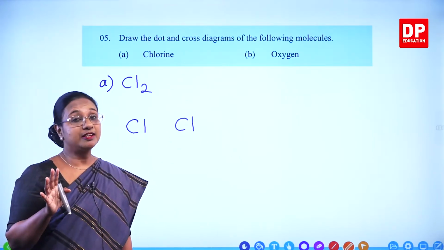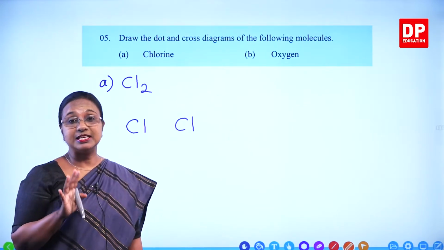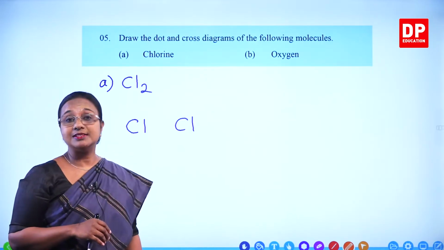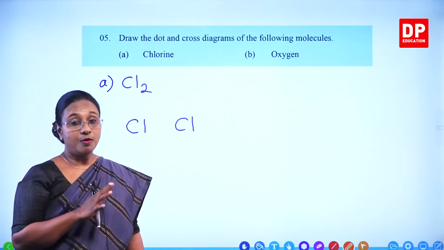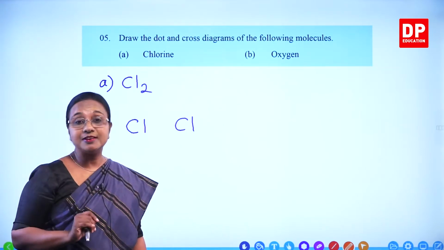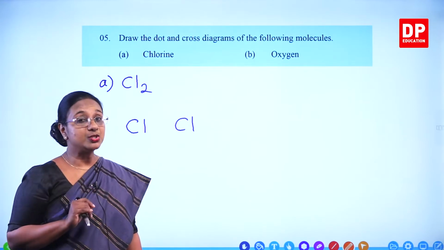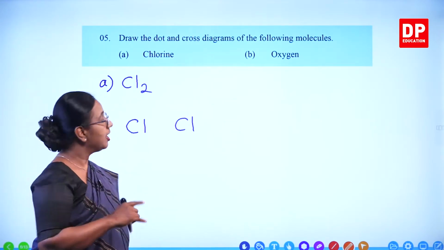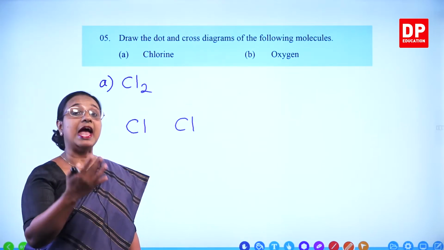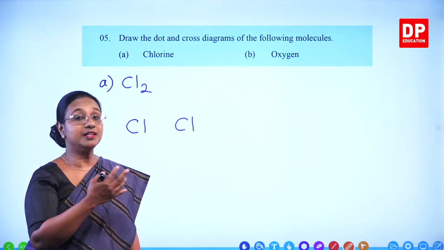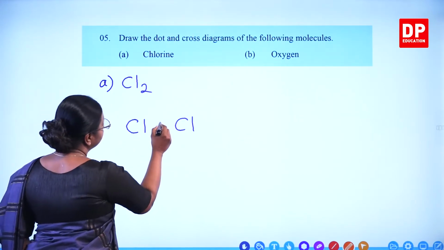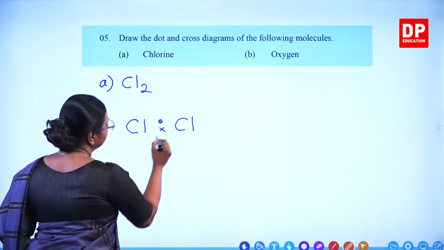In a dot cross diagram, students, you all know we only consider the valence electrons. So in a chlorine atom, how many valence electrons are there? Normally, the atomic number 17, so 2, 8, 7. There are 7 valence electrons. That is what we need to show here. We use dots for the electrons of one chlorine atom and crosses for the electrons of the second chlorine atom. So then, for the bond, we need to use a dot and a cross.